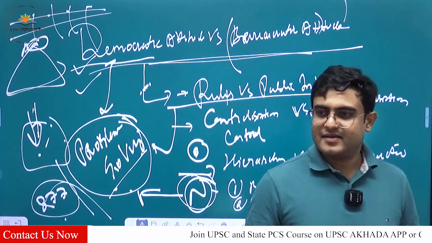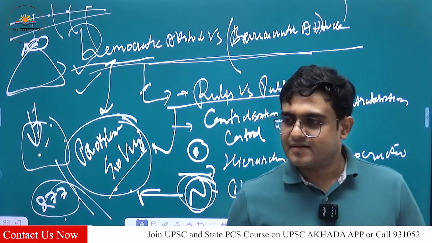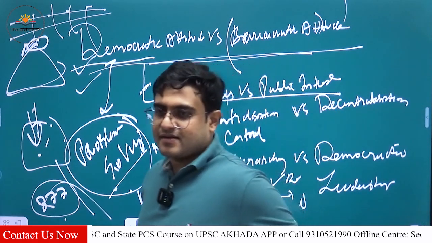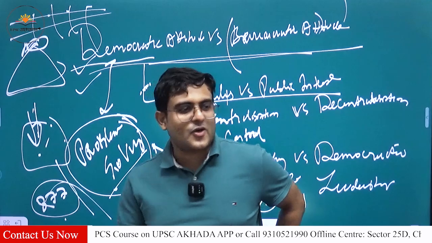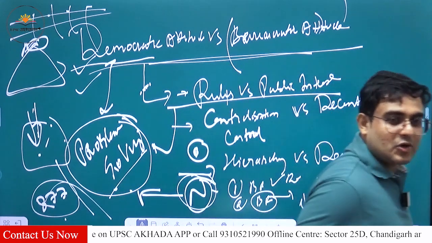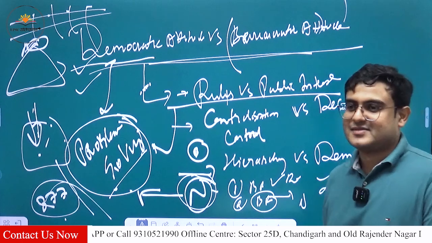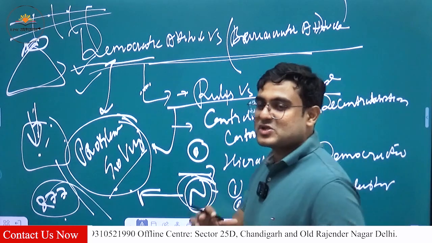Why? Yes, total chaos will happen. So there will not be a total democracy within bureaucracy. Yes, partial. It also depends on the organization.